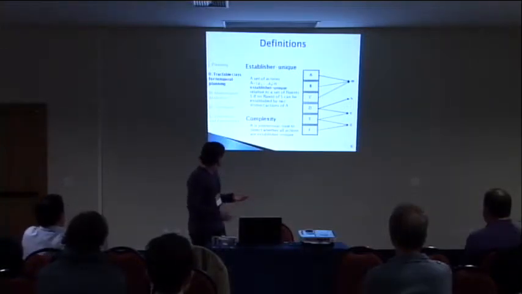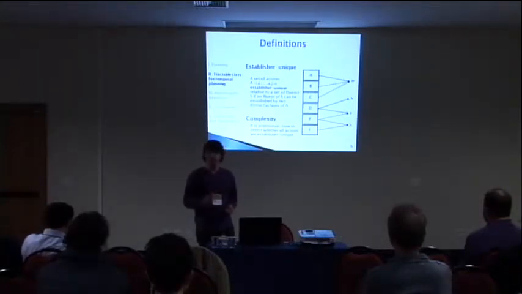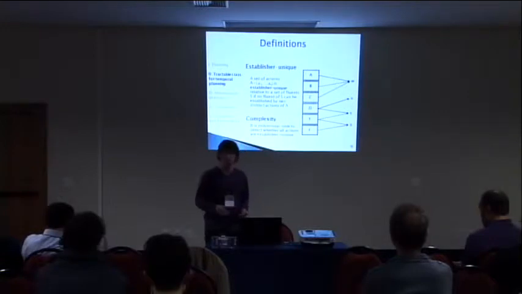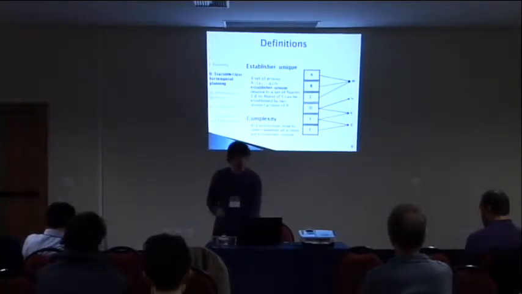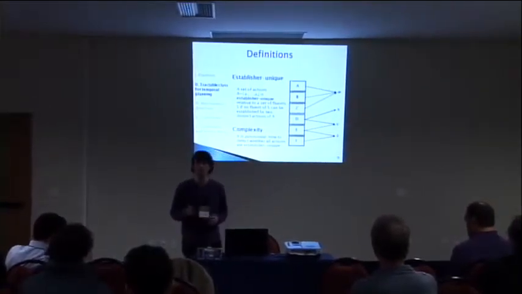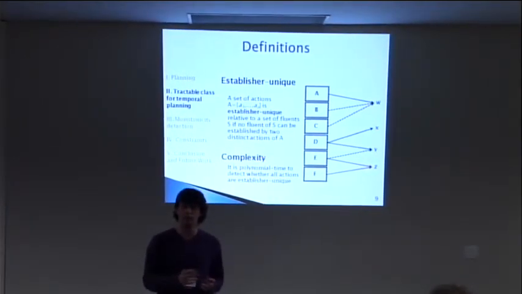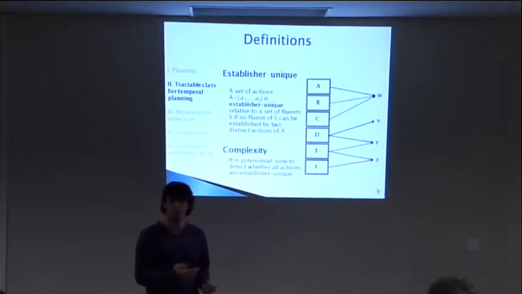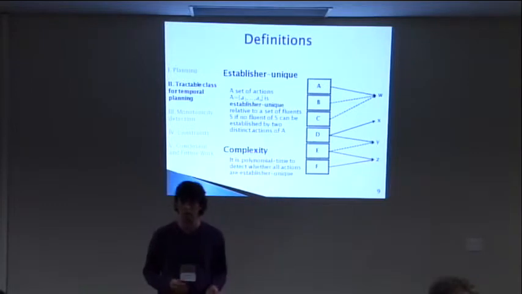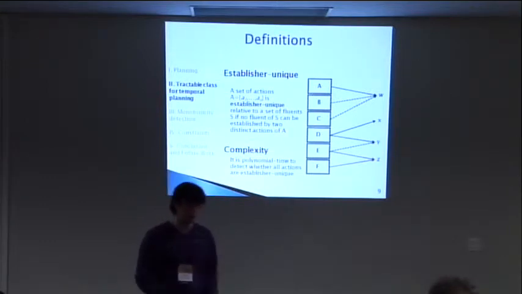So here's an example. We have the actions A, B, C, D, E, F. The full arrows are establishing a fluent, and those which are dashed are destroying it. Here we can see that the action A is establisher-unique of the fluent W, even if there are two or more actions that destroy it. Also, an action can be establisher-unique of many fluents, like D, which is establisher-unique of X and Y. But E and F are not establisher-unique of the fluent Z.